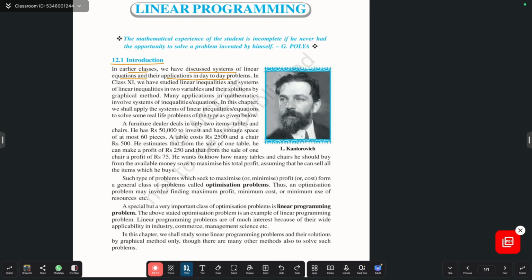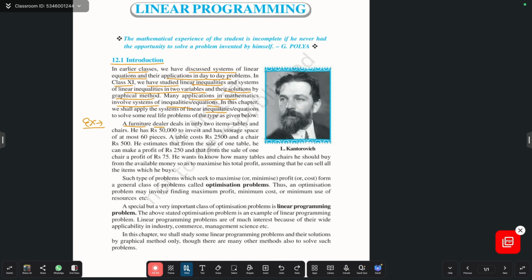In class 11th, we have studied linear inequalities and system of linear inequalities in two variables and their solutions by graphical method. Okay. Let's understand through this example.